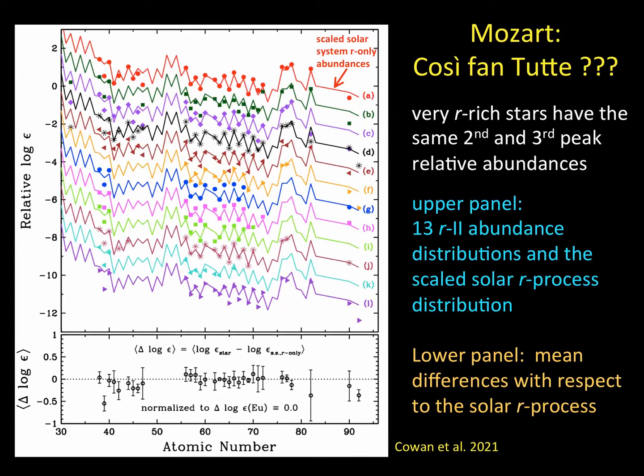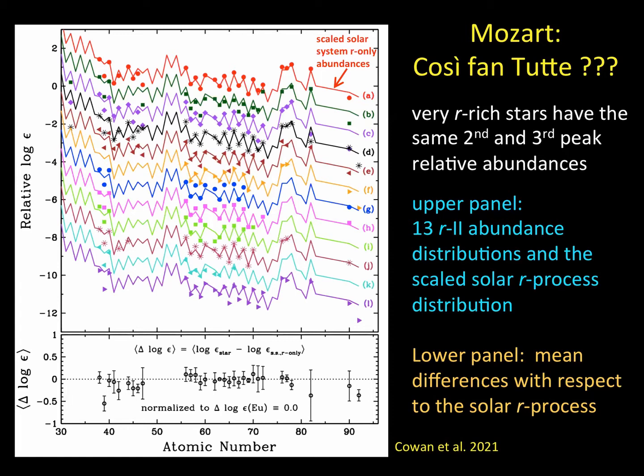There's a review in Reviews of Modern Physics by Cowan et al. that just came out. And here are a number of different R process rich stars. And matching each one of those is just the R process distribution of solar system abundances. They're all the same. There's nothing more to say, especially in the lanthanide element group. In the top panel, there are individual matches. In the bottom panel, there are the deltas.